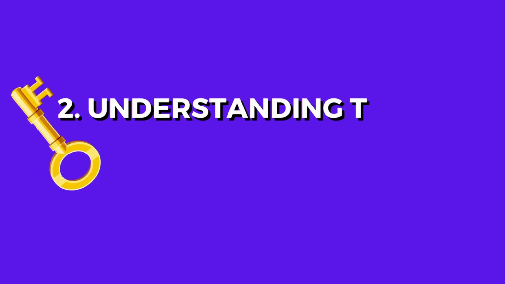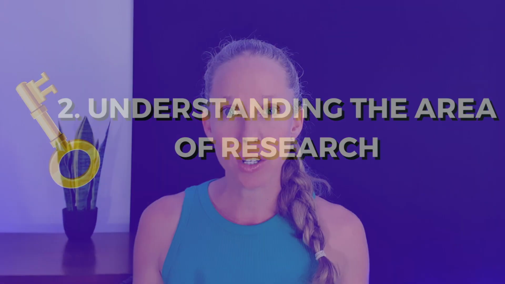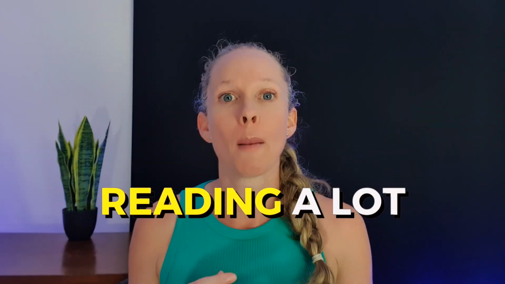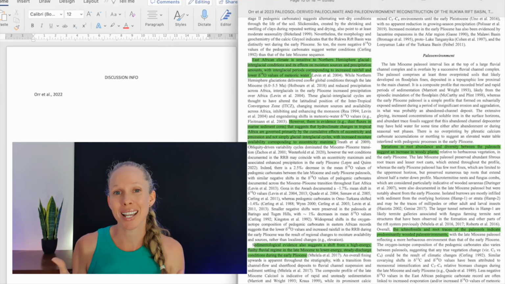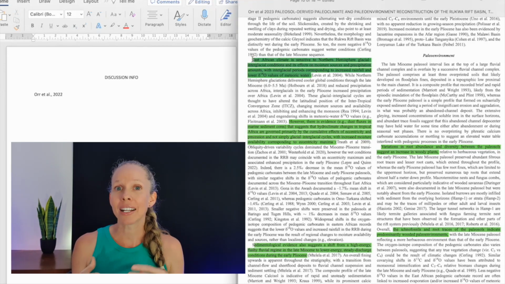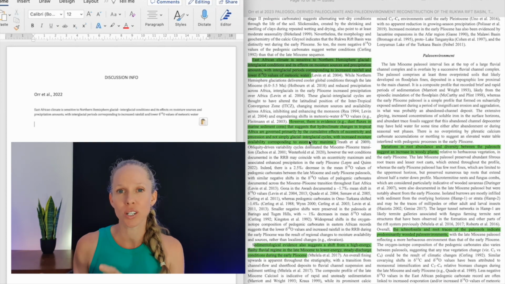Now that we understand what the discussion section actually is, we need to better understand our area of research. And the best way to do this is by reading a lot of literature before we start writing. The best way to tackle this I've found is to open up PDFs of journal articles or book chapters relevant to my work on my computer. And then next to that, I have a Word document open. Then as I'm reading, I highlight sentences or entire paragraphs that are important or relevant to my work. Then in the Word document, I'd pop down the citation of that research, for example, Or et al. 2022, and I'd copy and paste in those sentences or entire paragraphs.